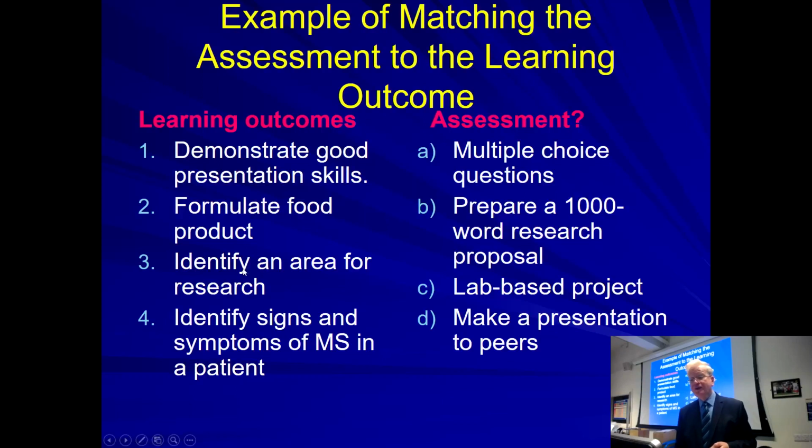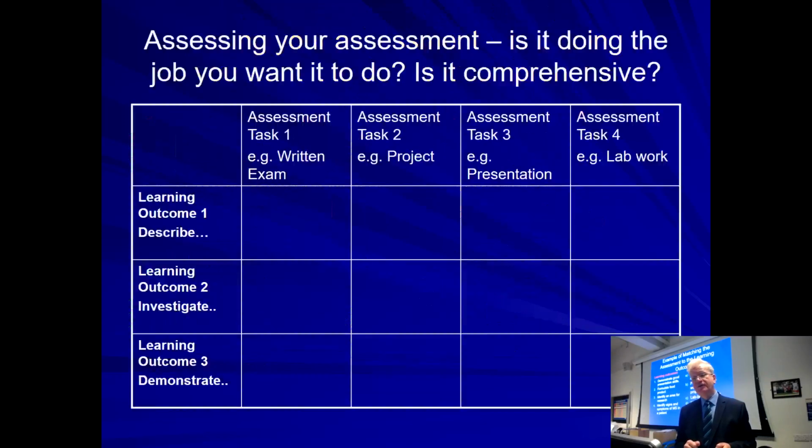Identify an area for research. A good way to assess that learning outcome is to prepare a research proposal. Or, to identify the signs and symptoms of multiple sclerosis in a patient, very often in medicine they use multiple choice questions to test the understanding and knowledge of their students.